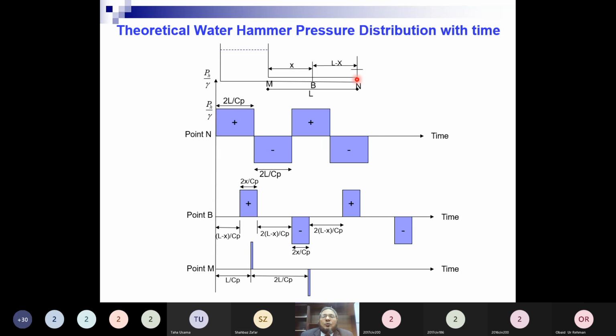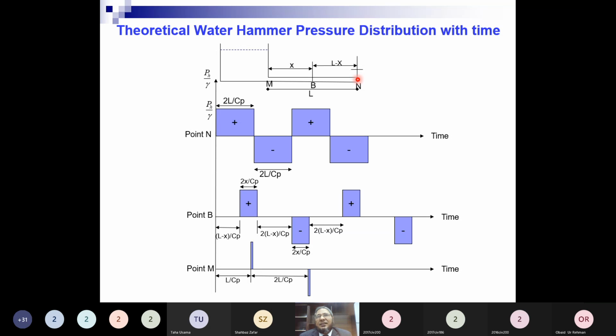Then there is a loading of negative pressure wave. The magnitude of the negative pressure wave is theoretically the same as the positive pressure wave, and it travels in the upstream direction. It also takes a time of L over Cp to reach point M. Then there is unloading of the negative pressure wave, which moves with the velocity Cp, and it reaches the valve in a further time of L over Cp.